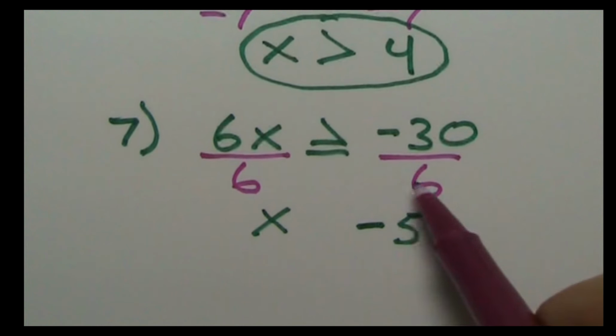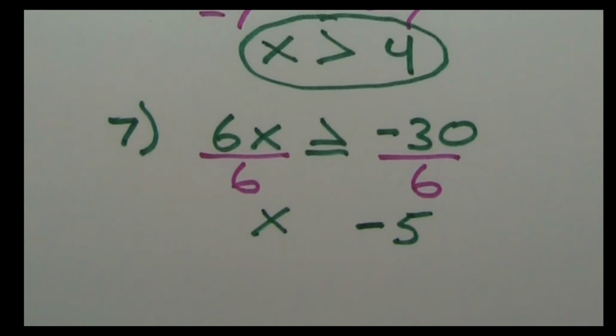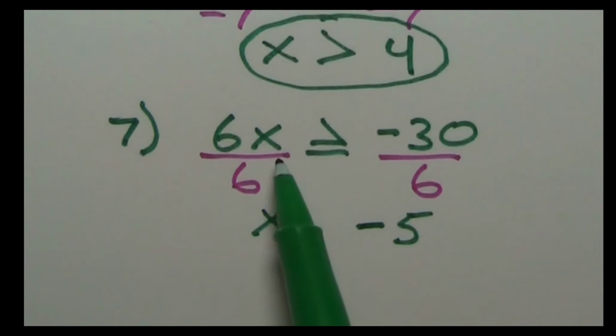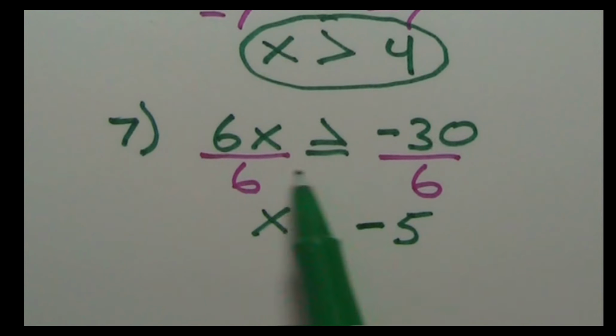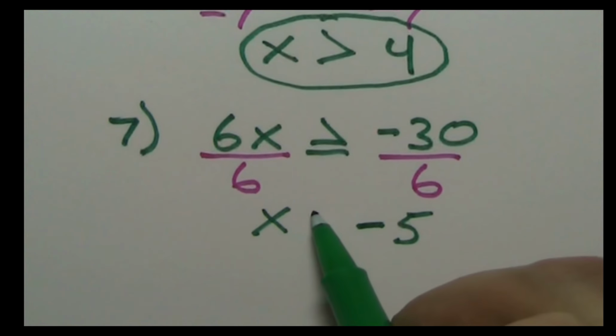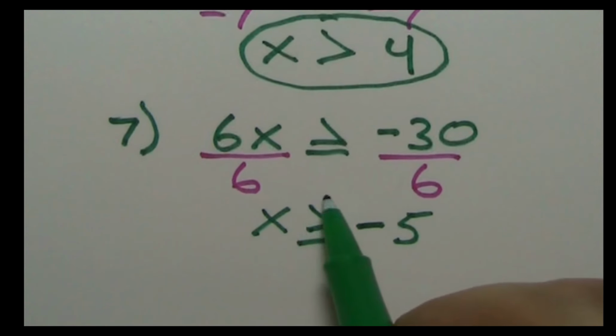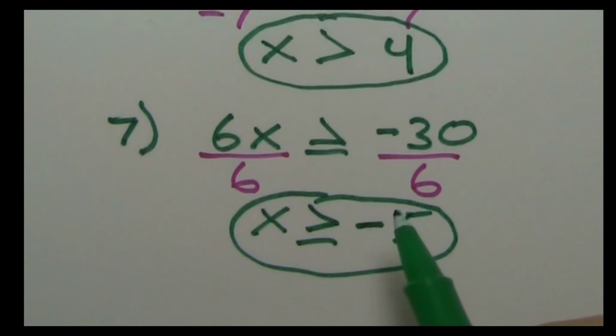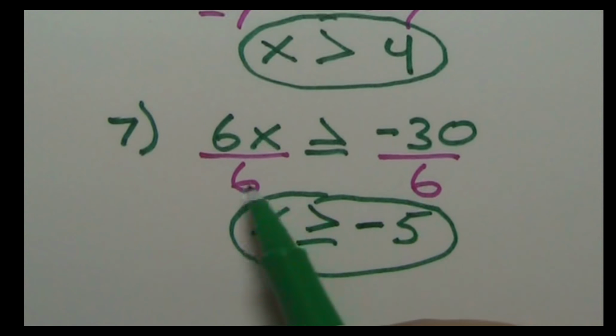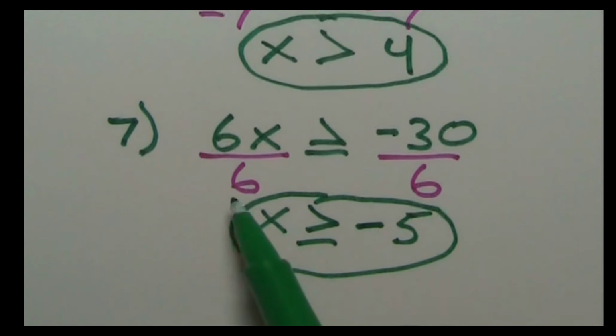And let's see, do I need to switch the arrow? Did I multiply or divide by a negative number on both sides? Both sides, not just one side. Here I divided by 6. Divided by a +6, divided by a +6. The answer is no. The arrow stays the same. See, it's what you put down on both sides. If it's a negative on both sides that you write down, then you reverse the arrow.